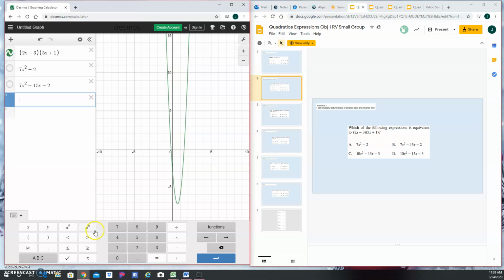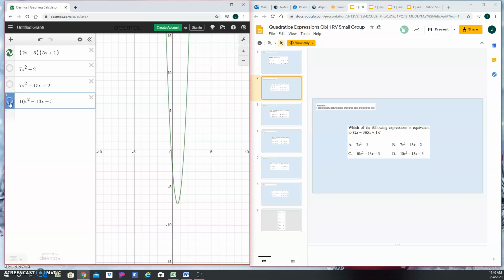So I'm now on letter C, and I will just go ahead and type that up. 10x squared minus 13x minus 3. And it went on top. So I think you get the point now. So again, let's go ahead and turn this off and on and off and on. So that is the answer. The answer is letter C.